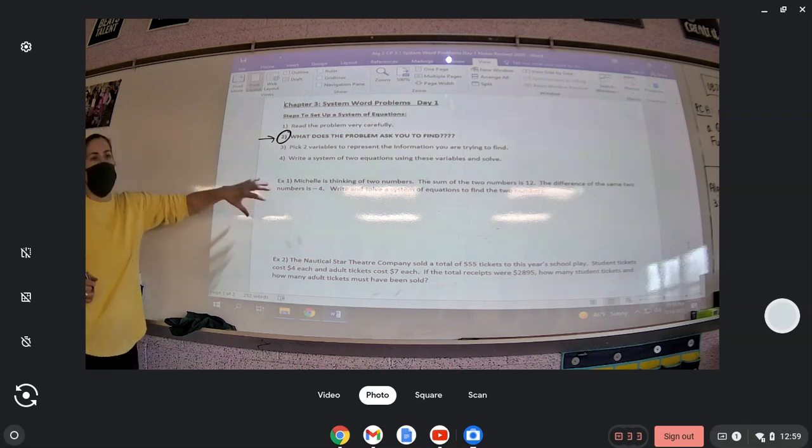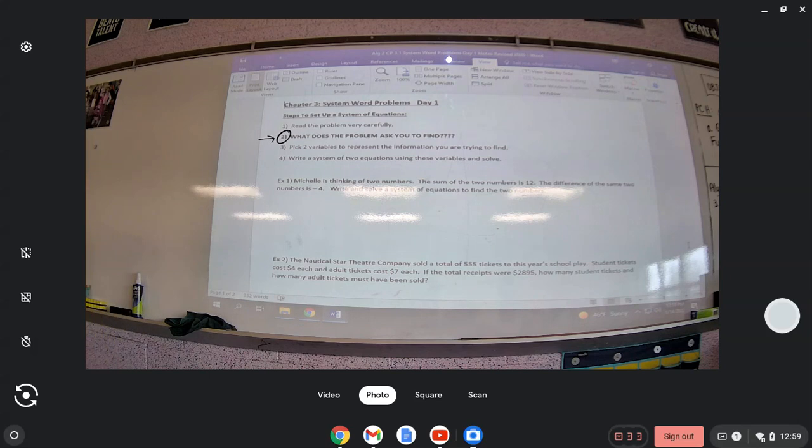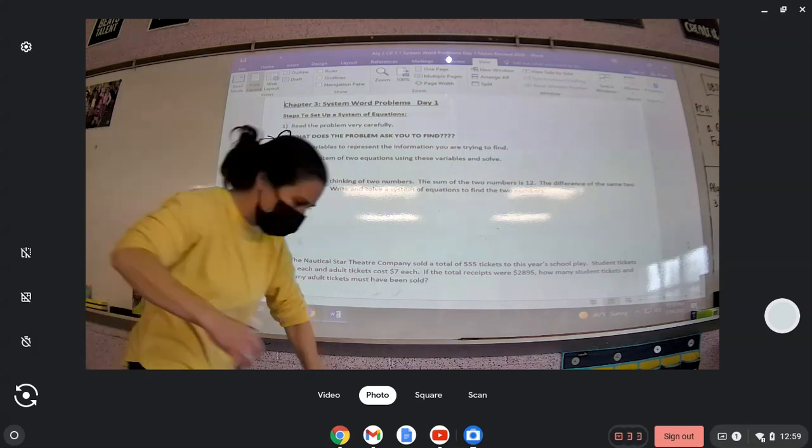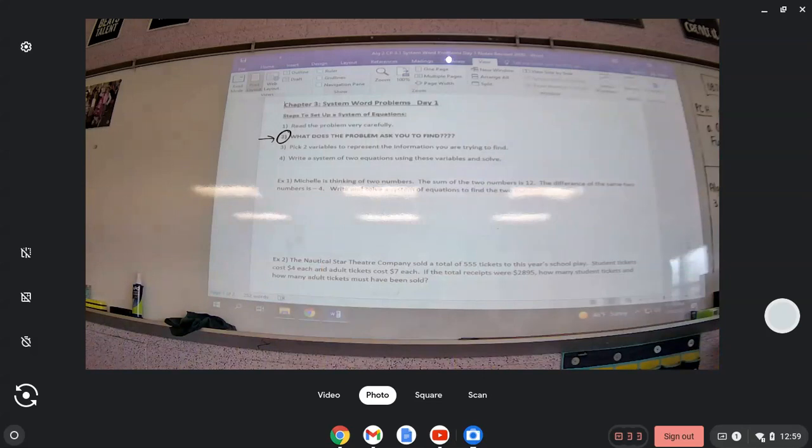I tried to give you an extremely straightforward problem to do first, all right? So here we go. I gotta stand over here because the glare is so bad. It says Michelle is thinking of 2 numbers. The sum of these 2 numbers is 12. The difference of these same 2 numbers is -4. Write and solve a system of equations to find the 2 numbers.